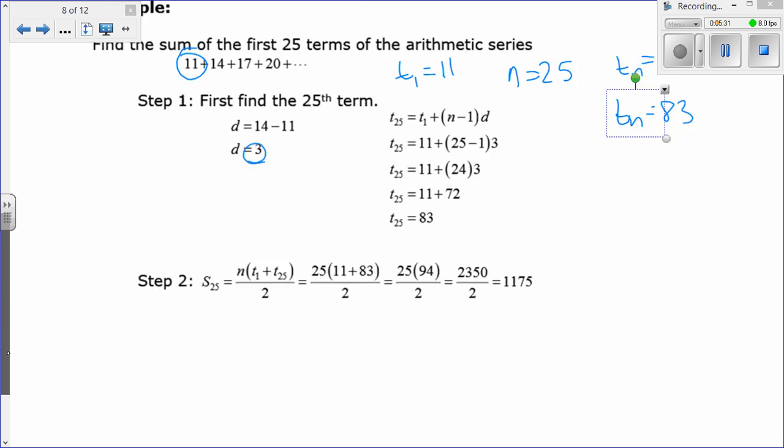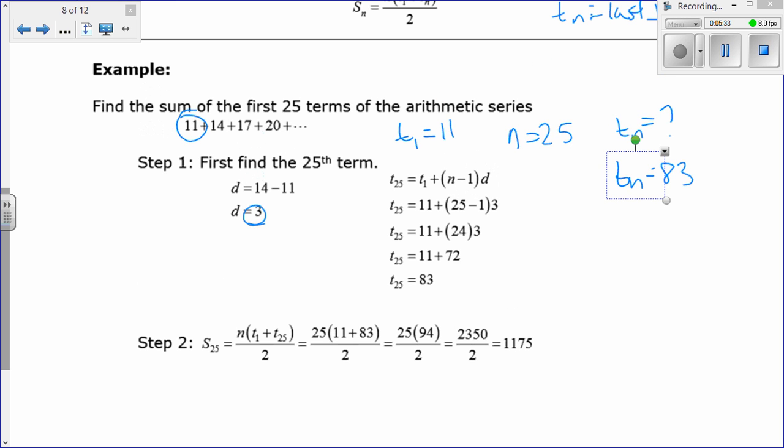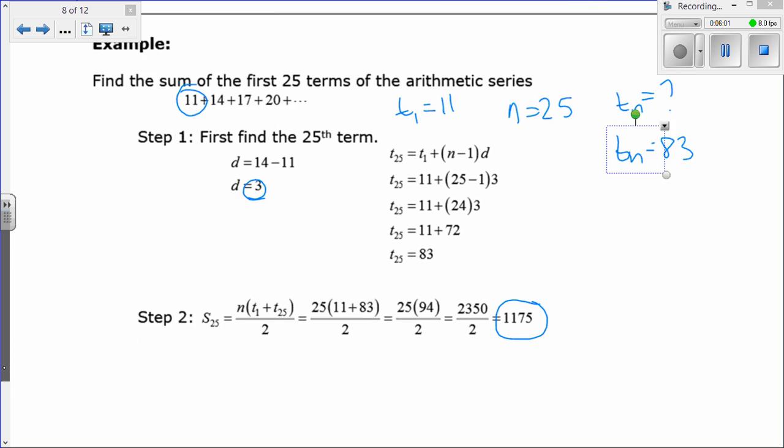The next step is to use the formula. S sub 25 is equal to n times t sub 1 plus t sub 25, divided by 2. So I have 25 times 11 plus 83, divided by 2. 11 plus 83 is 94. 25 times 94 is 2,350, divided by 2 is 1,175. Okay, so that is the sum of the first 25 terms of the series.